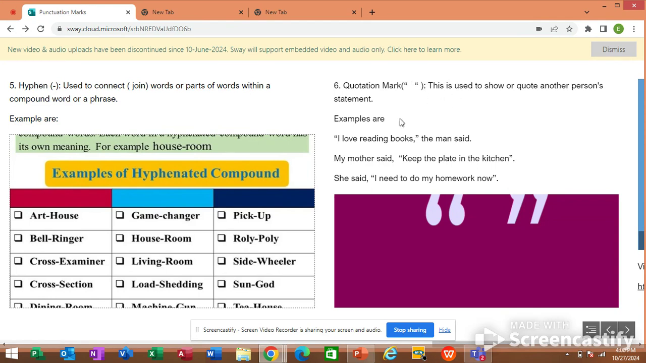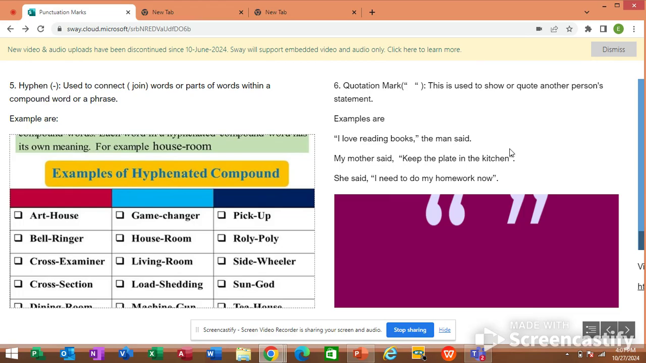This quotation mark is used to quote what somebody said, a statement made by someone else. For example, "I love reading books." The man said, "I love reading books." You put this quotation mark on what the man said. What did the man say? The man said, "I love reading books." So the first one will be on top of your eye, and the last one will be after the books, down here.